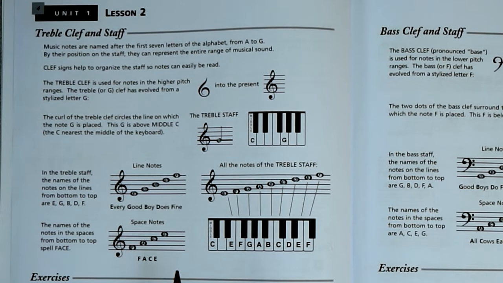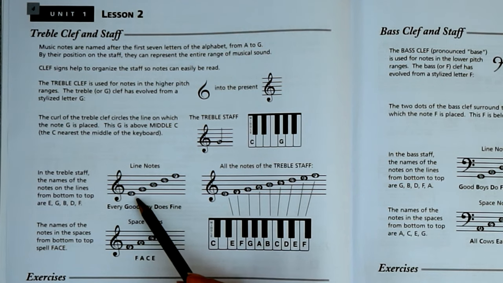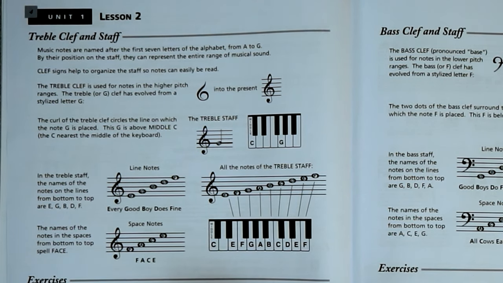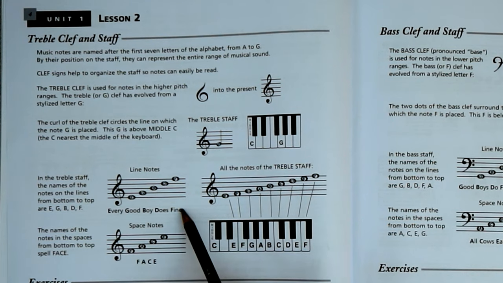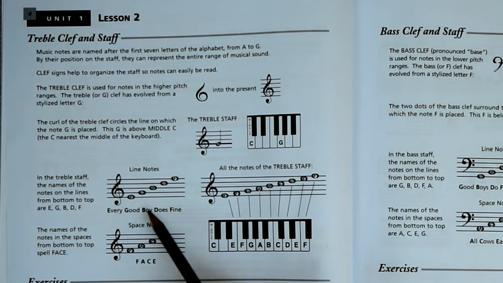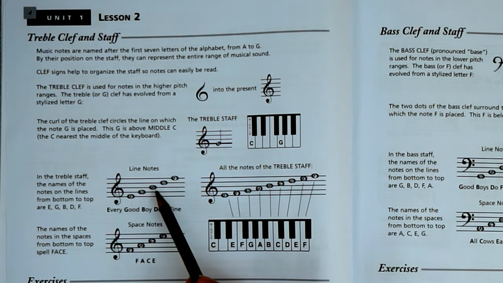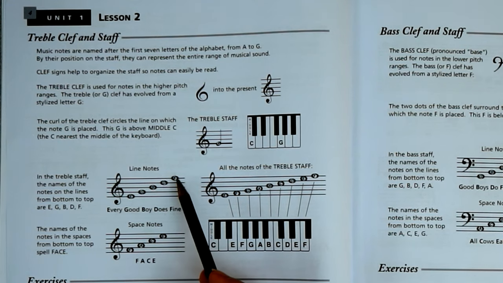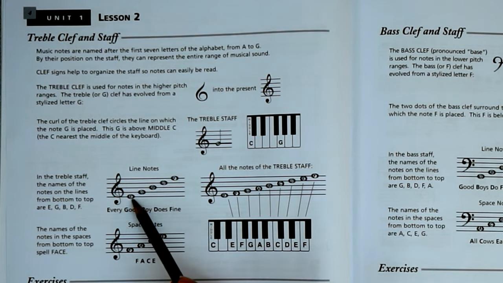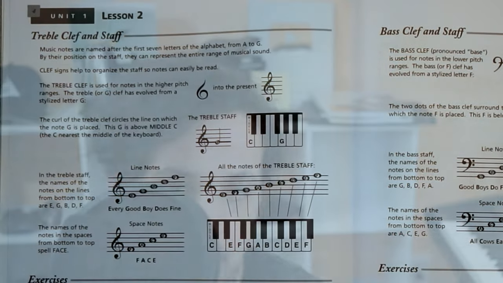All right, so one thing I want to show you is that there are obviously lines and spaces to the treble clef, just like before. And the way we learn the treble clef, at least a lot of us, is we memorize a saying, and each first letter of each word in the saying corresponds to each note. You've probably heard this before. Every good boy does fine. E for every, G for good, B for boy, D for does, and F for fine. Now, question, do you have to count from the bottom to the top? And the answer is yes, you do.